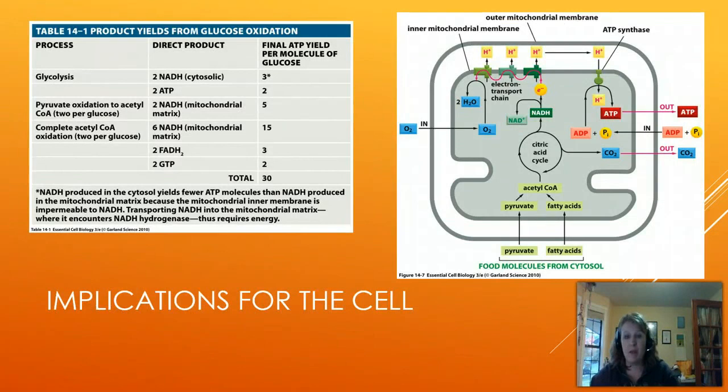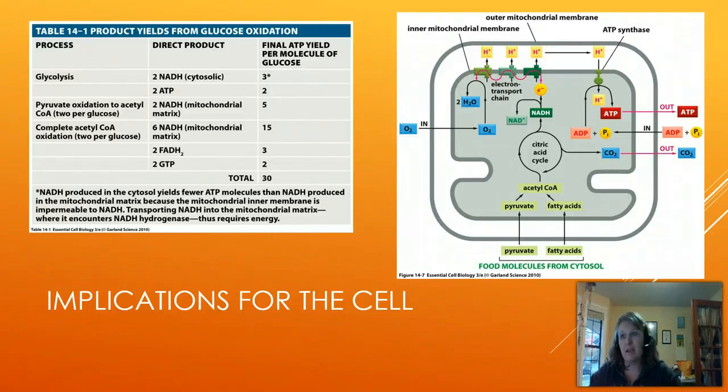So let's wrap up this talk by looking at the implications of this whole process. As you can see here, the table shows us basically what we think the ATP yield is per molecule of glucose in each of the different steps. Now it's important to realize a few things about this. First of all, this is an estimation. These numbers change fairly regularly, so it's important to realize that these are never hard and fast.